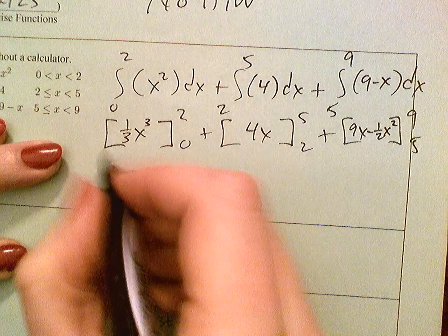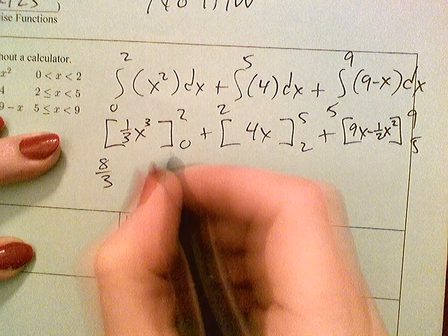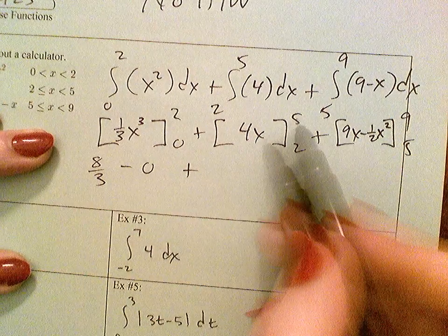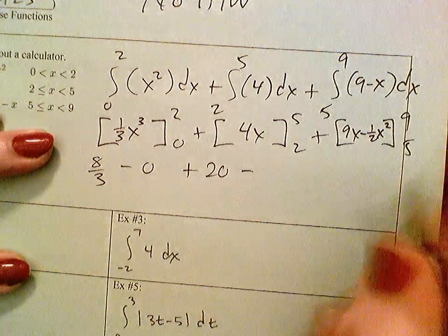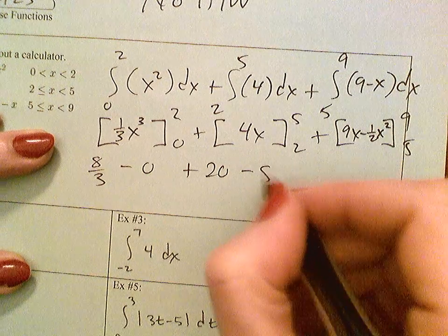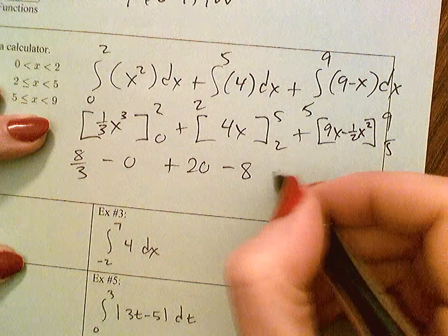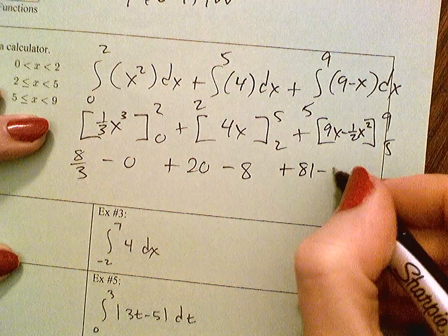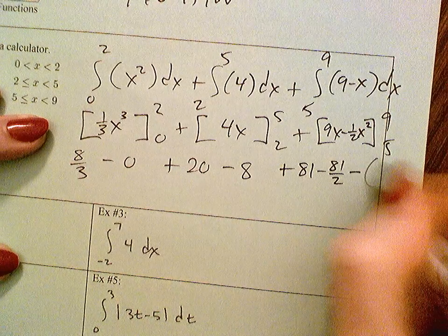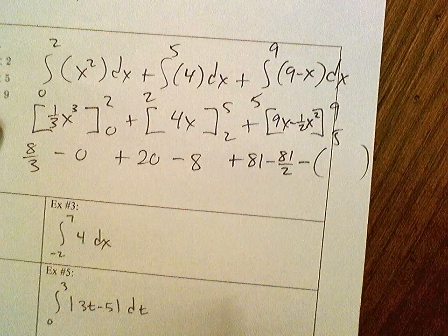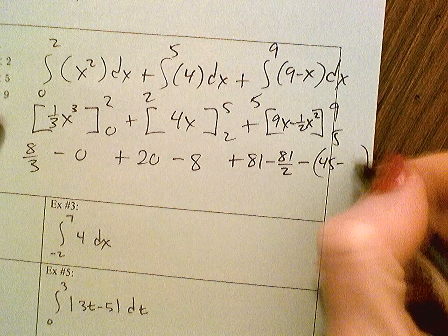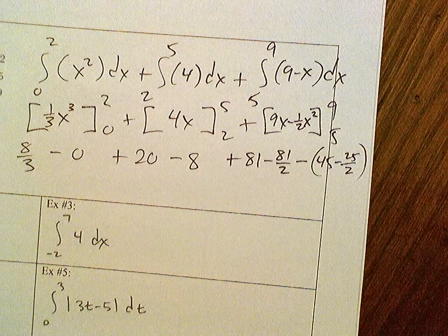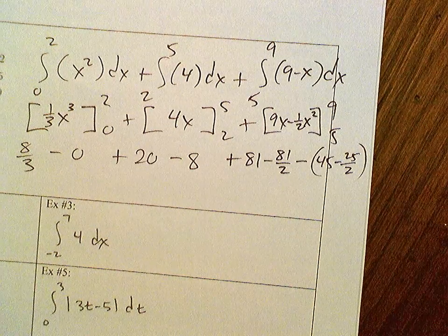So I plug in 2, and I get 8/3 minus what I get when I plug in 0. And then bring down the plus sign. Plug in 5, 20, minus what you get when you plug in 2, so 8. Bring down that plus sign. Plug in 9, and you get 81 minus 81/2 minus what you get when you plug in 5, so 45 minus 25/2. All right, and then I did this earlier, and when I simplified everything, this is what I got.